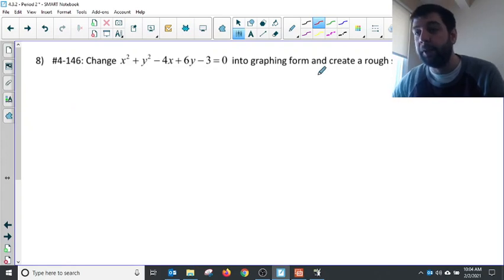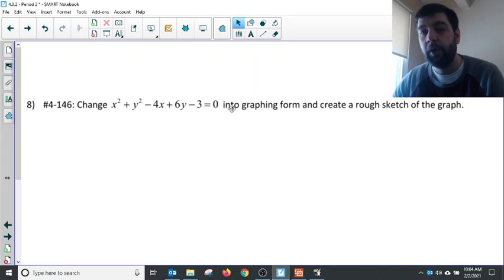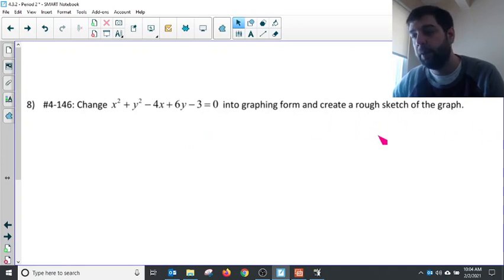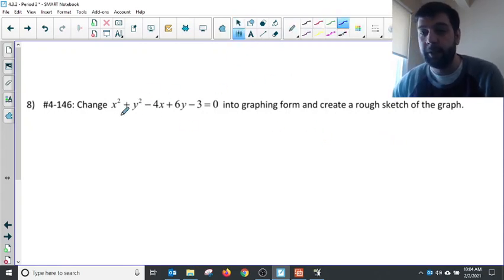Okay, so this one here, directions are kind of cut off here a little bit. Same thing, I'm taking this equation here, and I need to put it in graphing form, and I'm going to create a rough sketch. Now the catch here is, first of all, I have to recognize this is the equation of a circle, and that's because both x and y are squared. But the catch here is I'm going to have to complete the square on both of those variables.